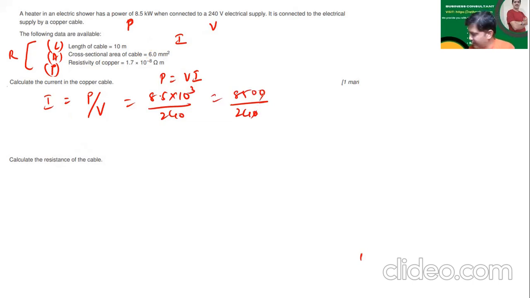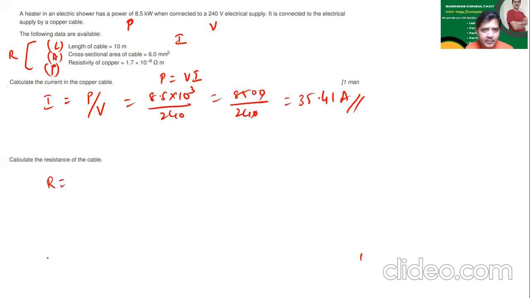So let us find out what is the value now. The value should be, just a minute, let me just find out what that value is. This should be 850 divided by 24, which is 35.4. So the answer here should be 35.41 amperes. Then calculate the resistance of the cable.